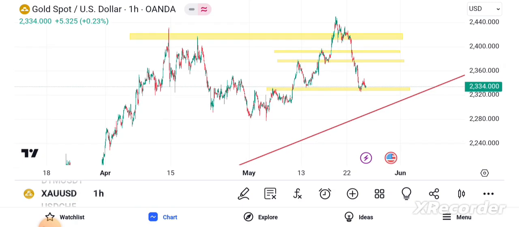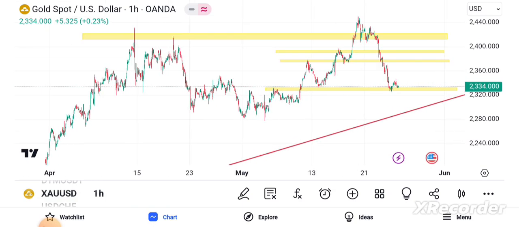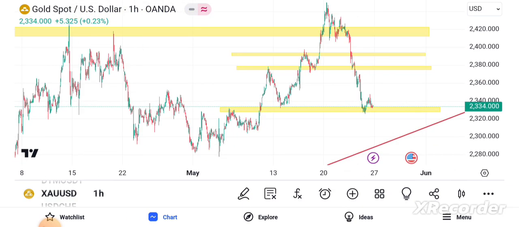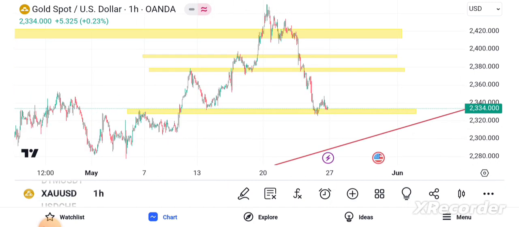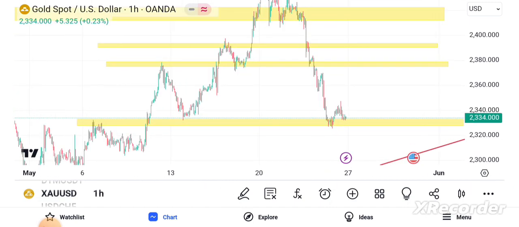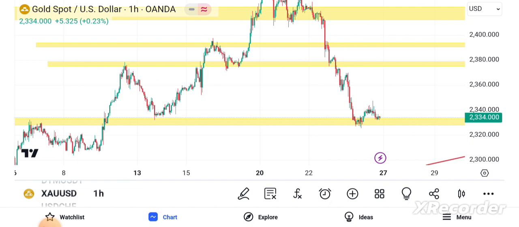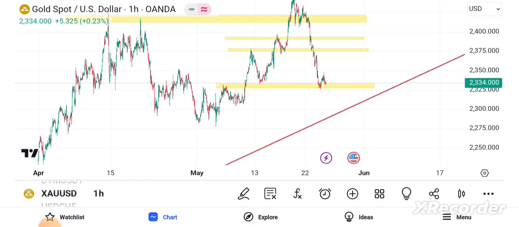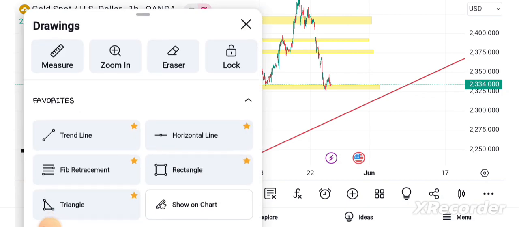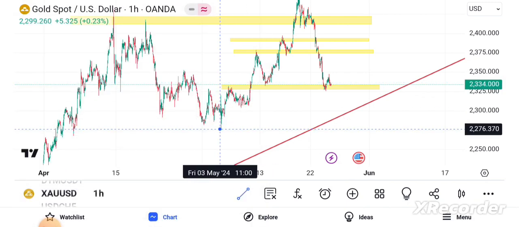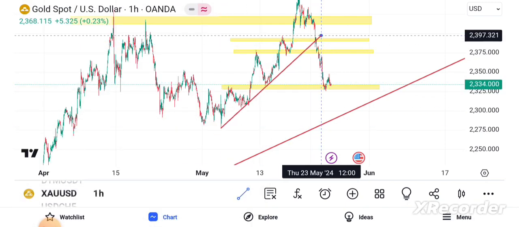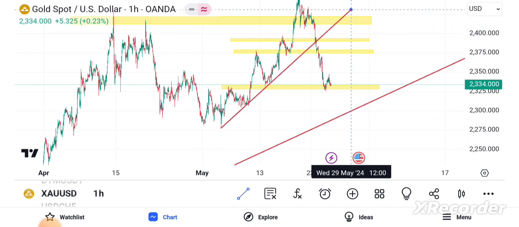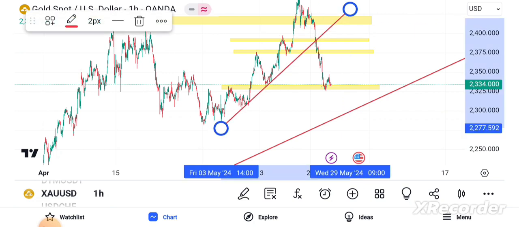So after marking out my zones on my 1 hour, you can see how markets react to these various zones. Then I zoom out and see if I can draw a trend. Clearly there's a trend here. We have a trend here and it was broken.